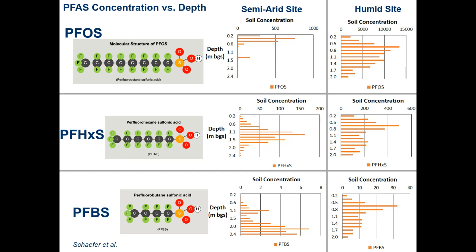This is your data. It's so cool. You have a humid site where it rains a lot on the right, semi-arid, not as much rain. The y-axis is depth in meters below ground surface, somewhere between 2 and 2.5. And then here are the concentrations for 3 different PFAS. We have PFOS on the top. It's one of these big dogs. It's 8-chain. On the bottom is PFBS, 4 carbons on those tails, and PFHxS in the middle.